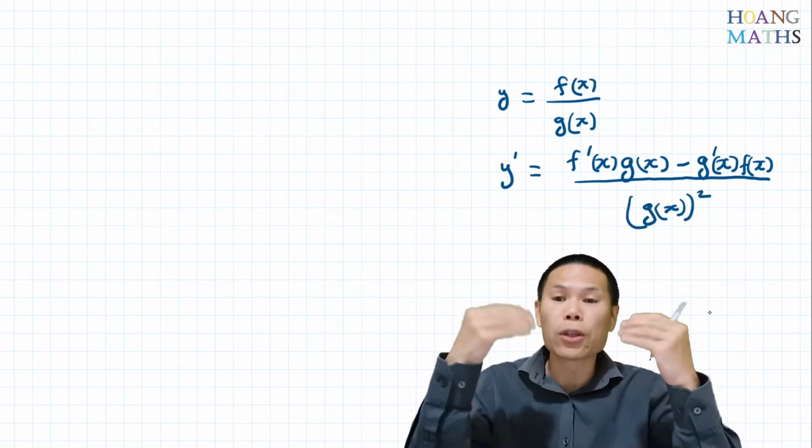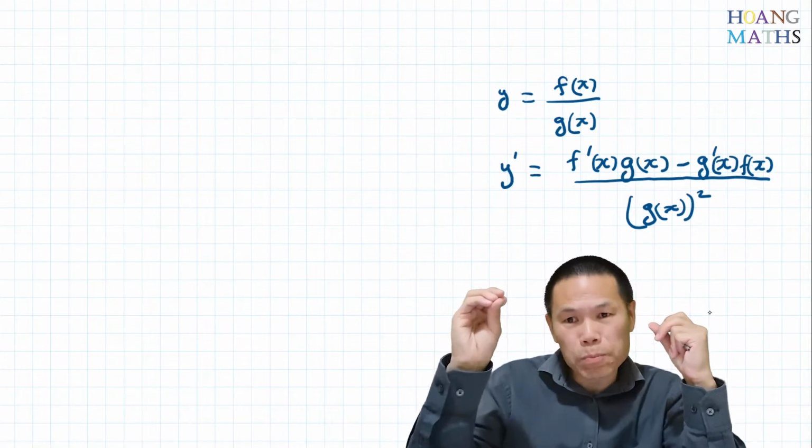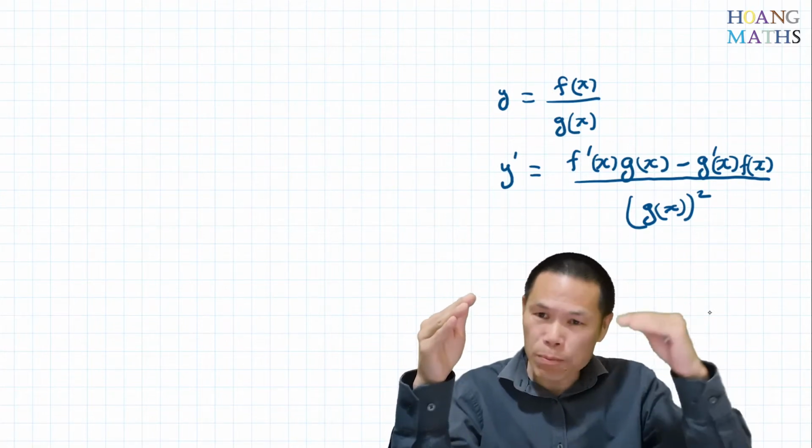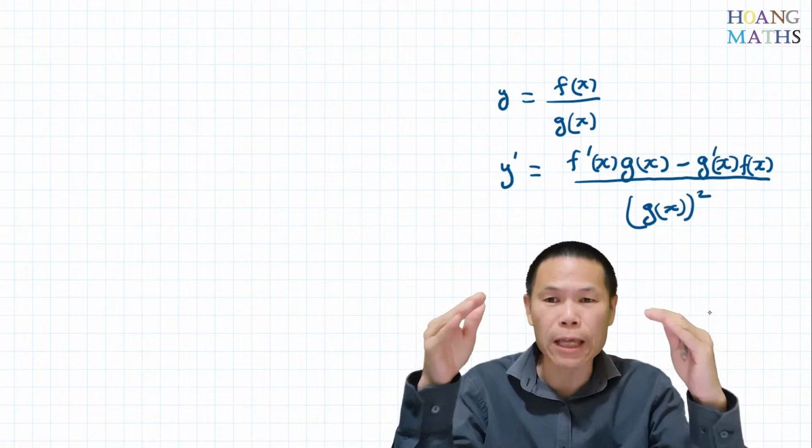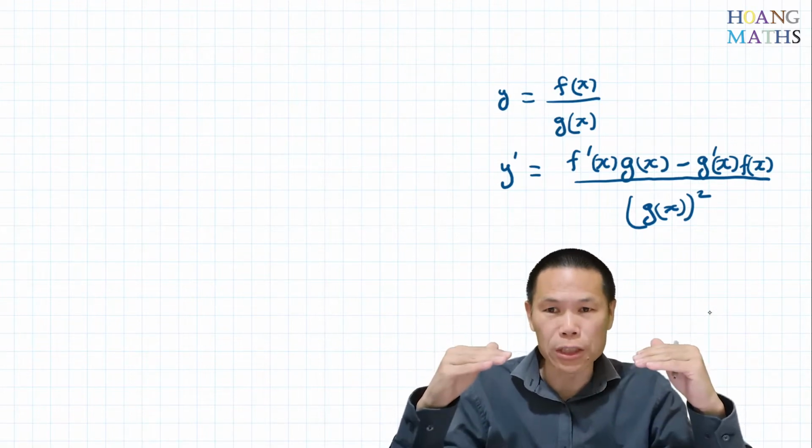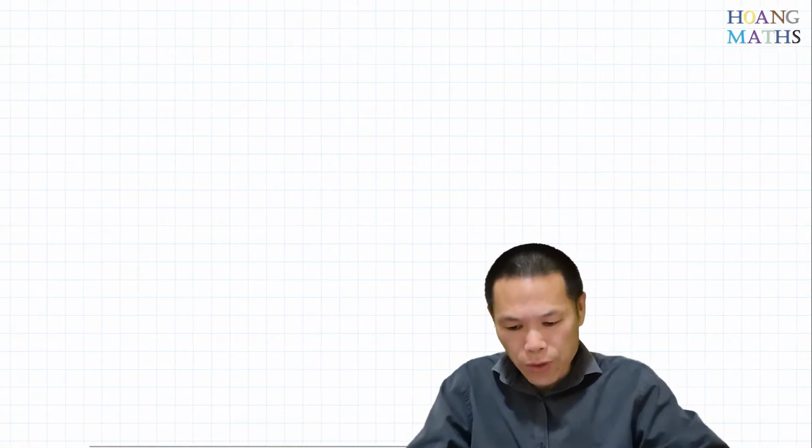squared. So that's all. We differentiate the top times the bottom, and minus differentiate the bottom times the top function. And then we square the bottom function. So let's do a couple of examples.